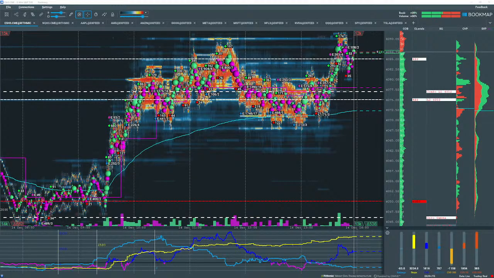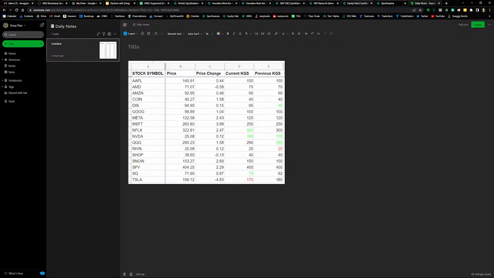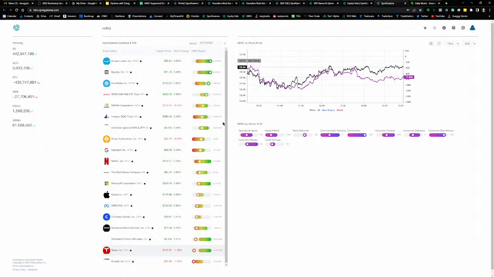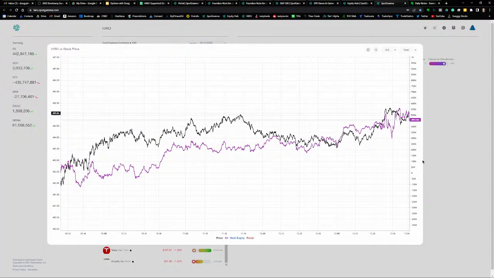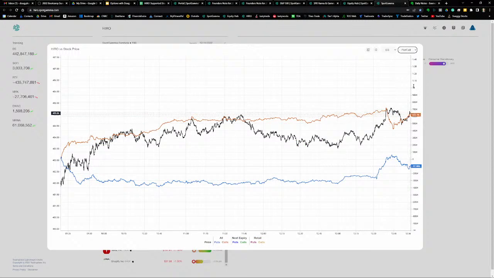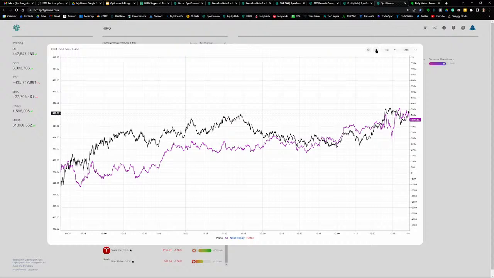Okay, traders on YouTube want to see the S&P 500, and then we'll go over here to SpotGamma Hero and watch ES as well. So we can see so far that traders have been mainly buying calls, not doing much with puts, but buying calls today. And this is most likely in SPY.